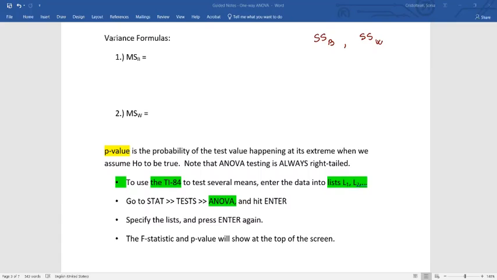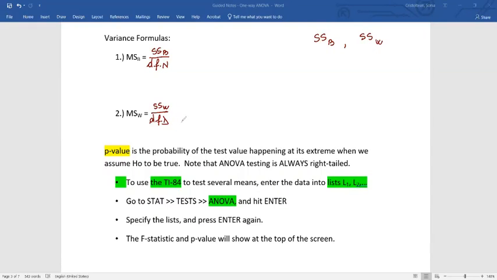So in order to get to these formulas, we need to know about this sum of squares between and within, because the mean square between is actually the sum of squares between divided by the degrees of freedom of the numerator, while the mean square within is the sum of squares within divided by the degrees of freedom of the denominator. However, we will need to know these formulas only to complete an ANOVA summary table.